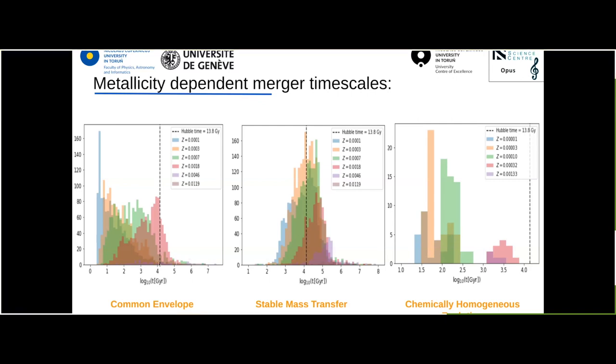From these histograms, we find that all the channels form binary black holes within the Hubble time, but only for the metallicities up to 1/10 solar metallicity. In the common envelope channel, the binary black holes come with very short merger time scales, especially at the lowest metallicity, whereas for the stable mass transfer and chemically homogeneous evolution, the binary black holes merge at time scales that are typically of the order of a few gigayears.